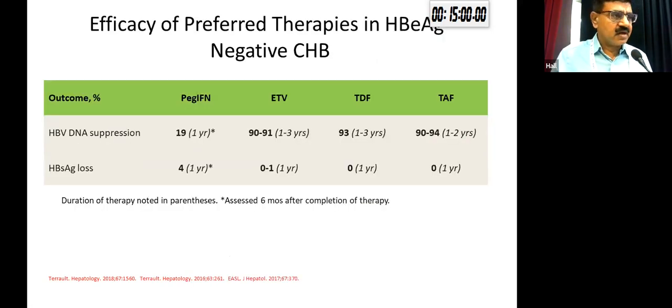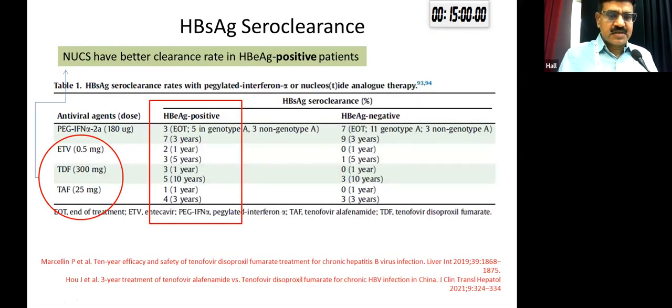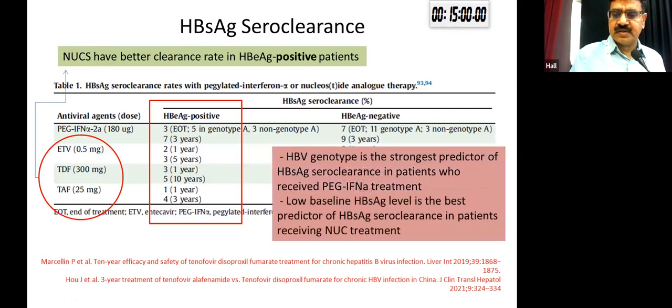So what is the efficacy of currently available drugs in E negative? Look at PEG interferon: DNA suppression is very little, but with nukes, more than 90% of people achieve DNA suppression. But look at the HBsAg loss: it is very little, only 1 or 0, slightly better with PEG. So HBsAg seroclearance is slightly better in E positive, but in E negative it is very low, slightly better with PEG interferon, but it depends upon which genotype you are dealing with. HBsAg seroclearance with PEG depends upon the genotype, whereas with nukes it has very little effect.